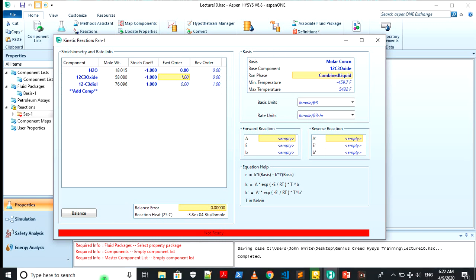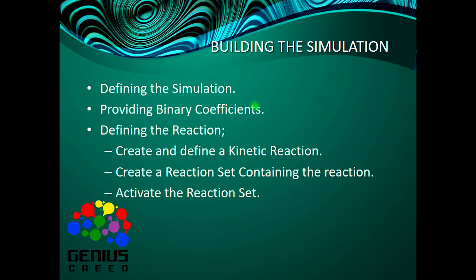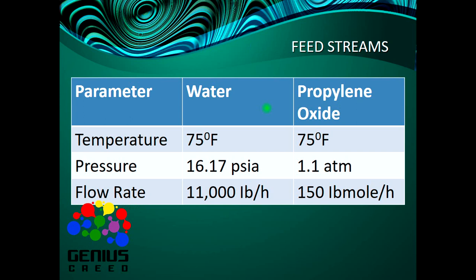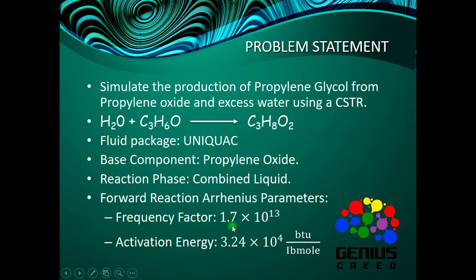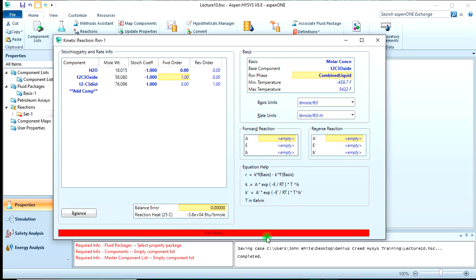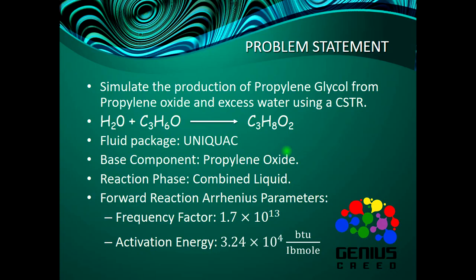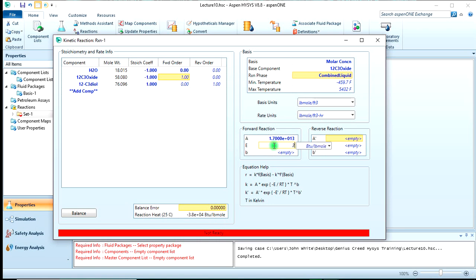What else are we given that we have not inputted? Okay, we've now inputted the frequency factor and the activation energy. So let's go back to HYSYS. You can see that these are the Arrhenius parameters. If you just hover your mouse over this A, forward reaction Arrhenius parameters, A is the frequency factor, which was given to be 1.7 times 10 to the power 13, right? So you just write 1.7E13, that's exponential 13. Then the activation energy was 3.24 times 10 raised to power 4 BTU per pound mole. Exponential 4. I think that's that. Now the reaction is completely modeled.